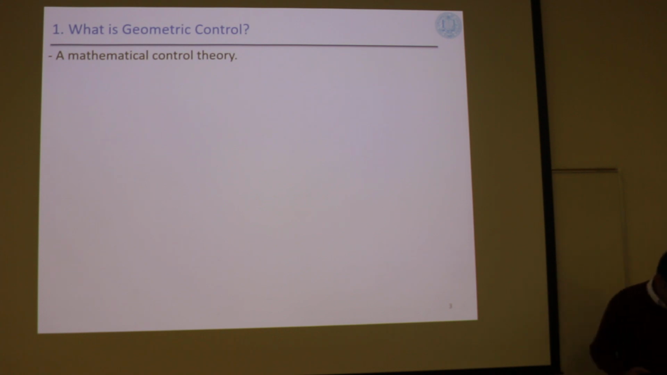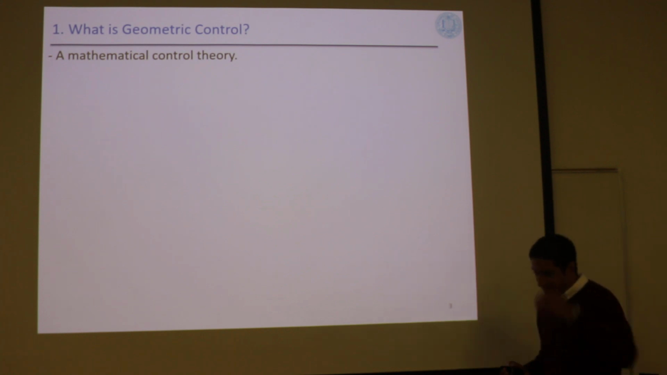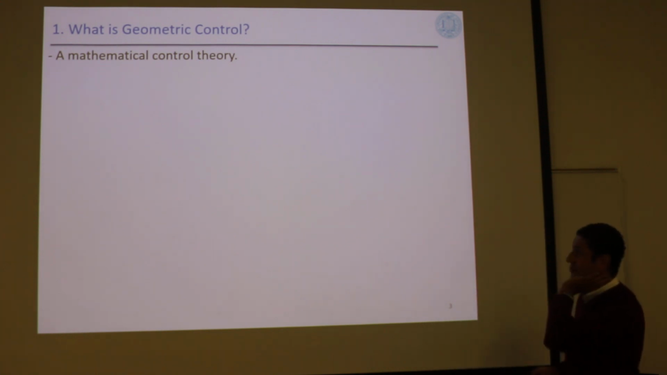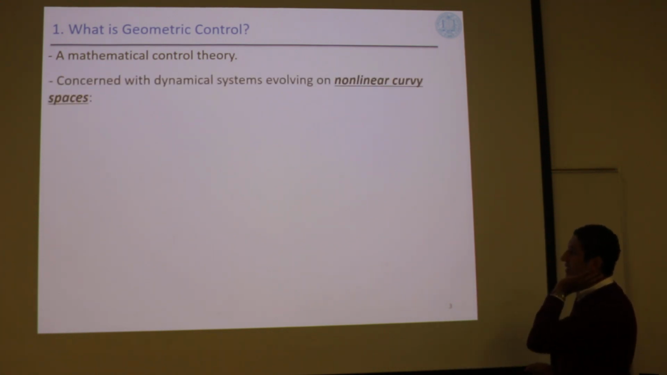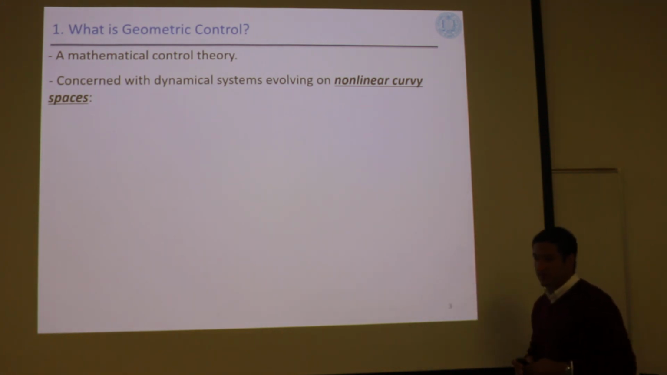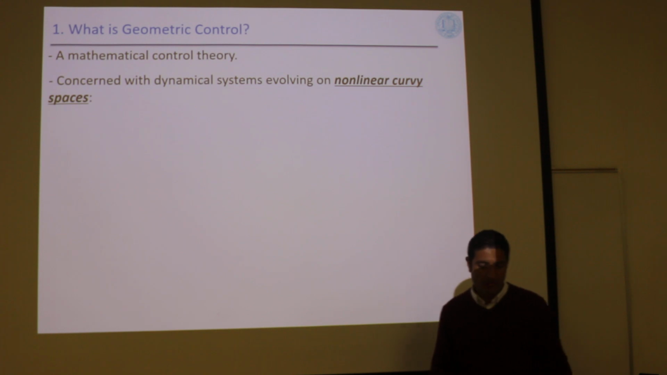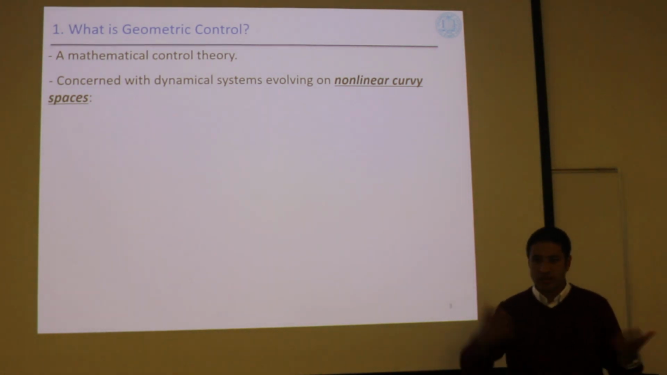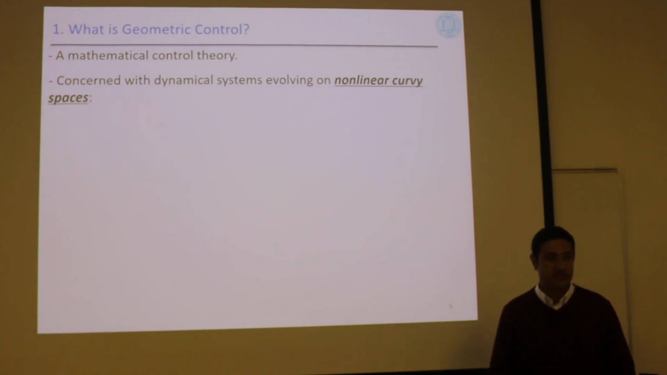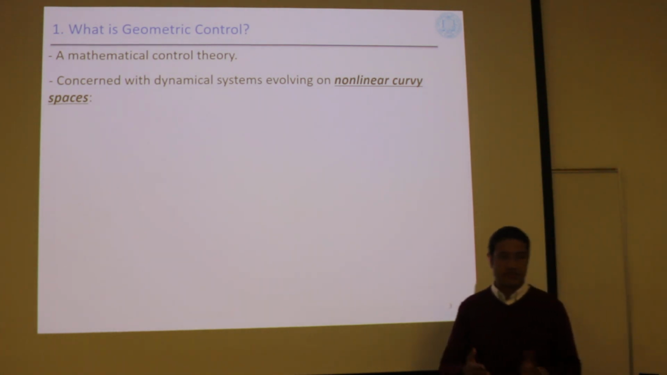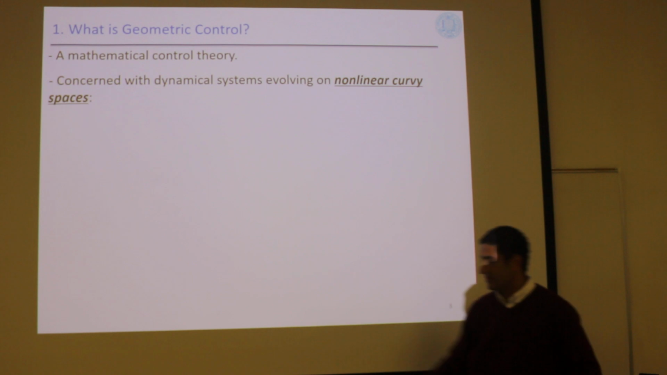So it's a mathematical control theory. It's almost pure math, and we're just writing our control theory in a mathematical language, very abstract. It's concerned with dynamical systems evolving on nonlinear curved spaces. By this, what I mean is when you have your state space, your states x1 up to xn, they live in some space. Typically, this is like a flat space, like x, y, z, this room, for example.